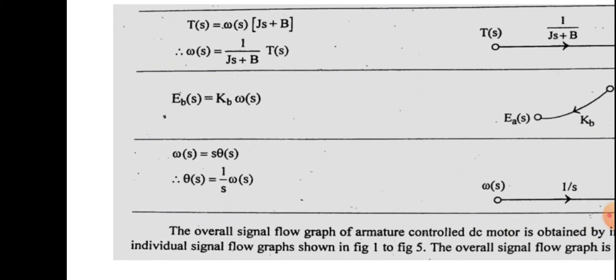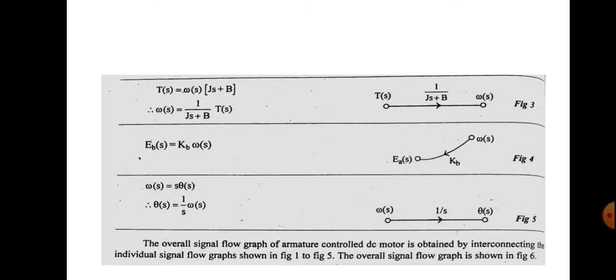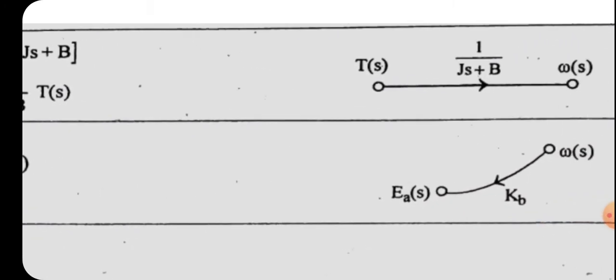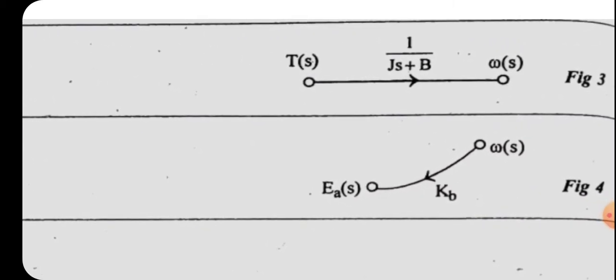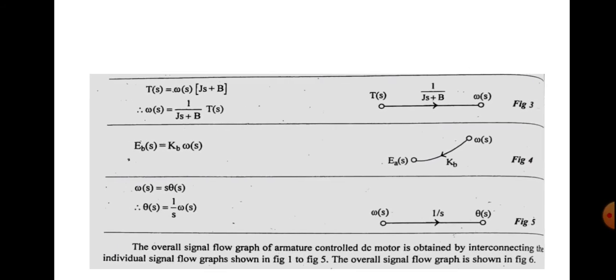That means in the previous step we got T(s) as output and IA(s) as the input. And whenever T(s) is multiplied by 1 by (Js plus B), we will get omega(s). So we can draw the signal flow graph as T(s) is there, omega(s) is at another node. The multiplication factor is the gain. So 1 by (Js plus B) is there in the position of gain.